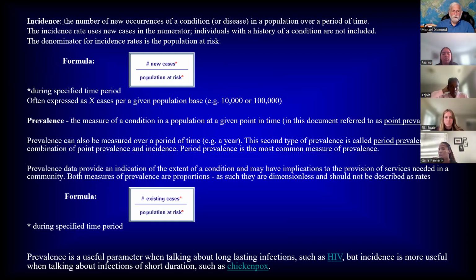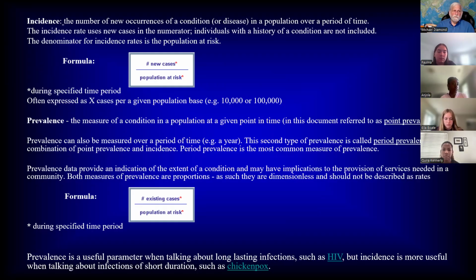The difference between incidence and prevalence: prevalence is the measure of a condition in a population at a given point in time. And prevalence can be measured over a period of time, like a year, but the second type of prevalence is called period prevalence. It's a combination of both point prevalence, which is at a particular point in time, or over a period of a year. Period prevalence is the most common measure of prevalence.